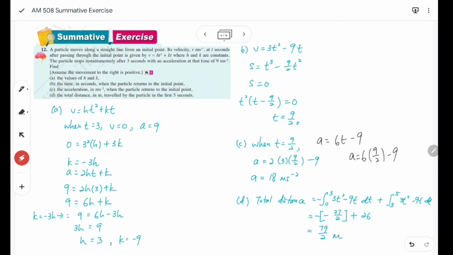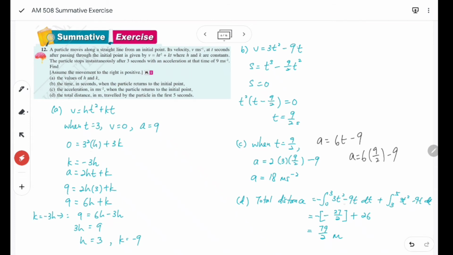D. The total distance traveled by the particle in the first 5 seconds. In the first 5 seconds, we need to check whether the particle stopped instantaneously from 0 to 5. From the very beginning, the question already tells the particle stopped instantaneously after 3 seconds. So when t equals 3, v equals 0. So we'll break our first 5 seconds into 0 to 3 and 3 to 5, because we know one of these will be negative.